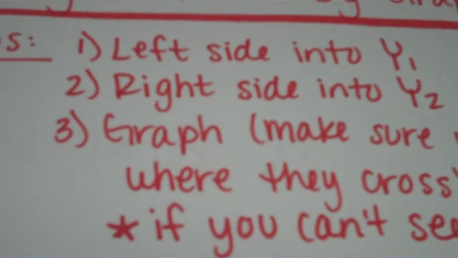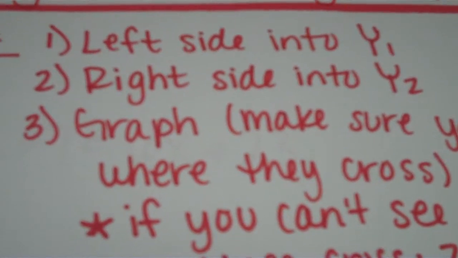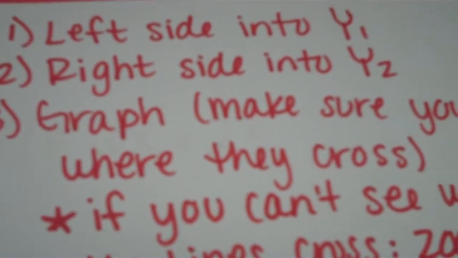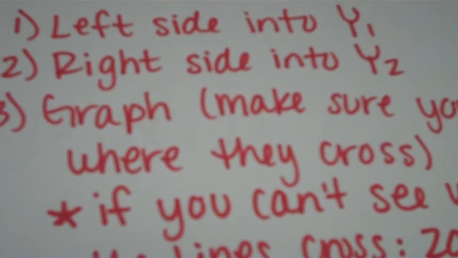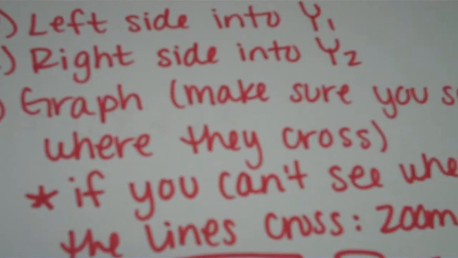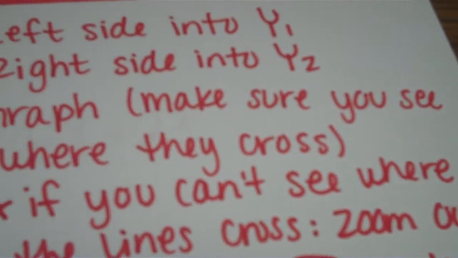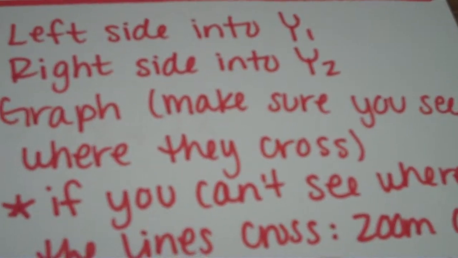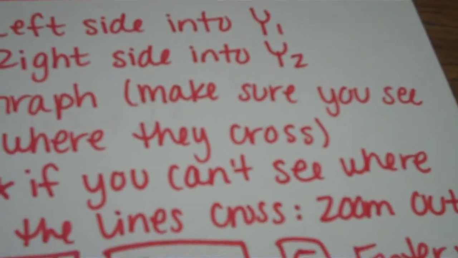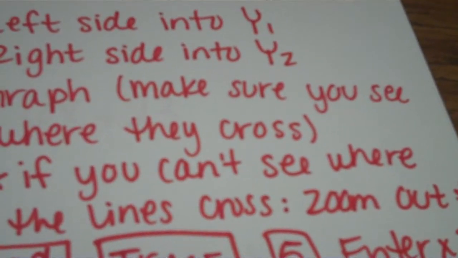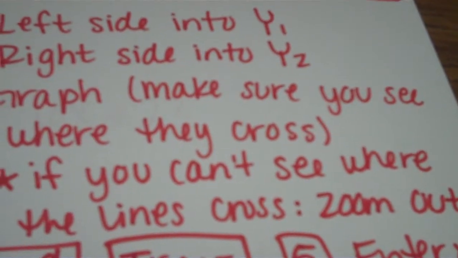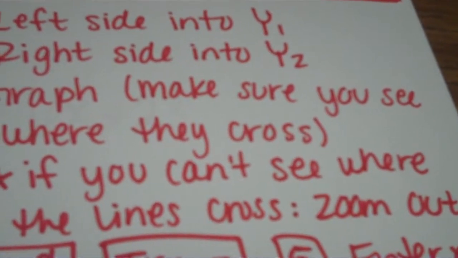Step 1, you're going to put the left side of the equation into y1. It's like that y equals button. Step 2, you're going to put the right side into y2. In step 3, you're going to graph, and you're going to make sure you can see where the lines cross. Most of the time you'll be able to see that, but if you can't, you need to zoom out, and I'm going to show you how to do that as well. Otherwise it won't work.